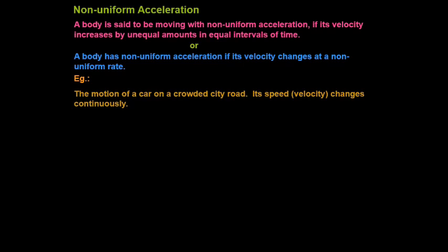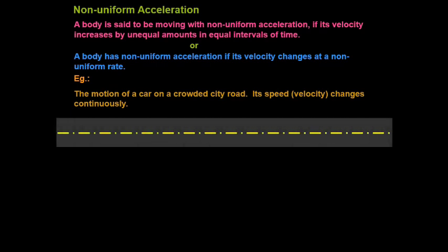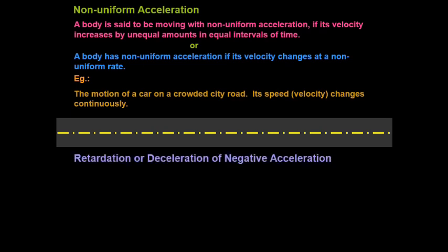Non-uniform acceleration. As you understand, that is just the other way. That is, a body is said to be with non-uniform acceleration if its velocity increases by unequal amounts in equal intervals of time. The real-time car movement is a non-uniform acceleration. And if it is rash driving, then it is even more non-uniform. You can see this car accelerating, decelerating, moving uniformly. So this is a non-uniform acceleration.